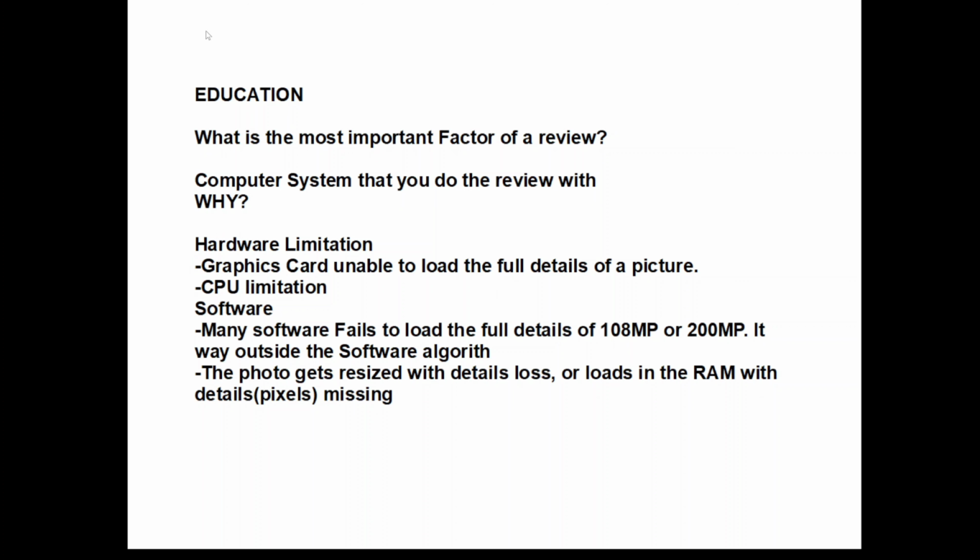So this part is super important, guys. What is the most important thing in a camera review? Many of you will think, well, it's the camera itself. But how about your computer? What if your computer doesn't have the capacity to display all the pixels, for example, of the 200 megapixel? When you zoom in, it can't even load all those pixels. So, computer is one of the most important hardware limitations. Graphics card unable to load full details. Software fails to load the details in the RAM. So even if you zoom in, you can't see those pixels, they don't pop up.